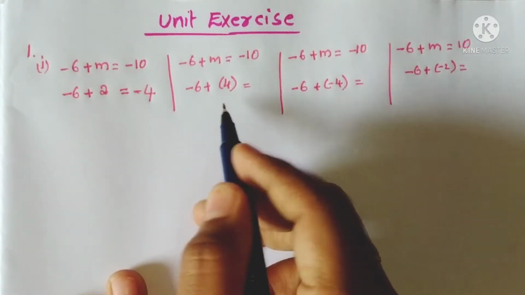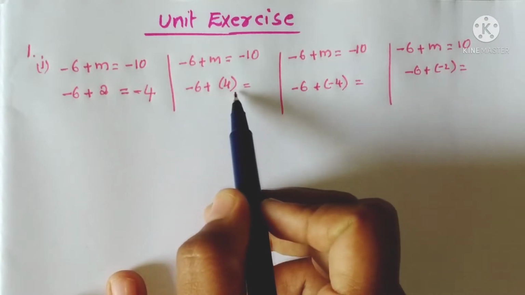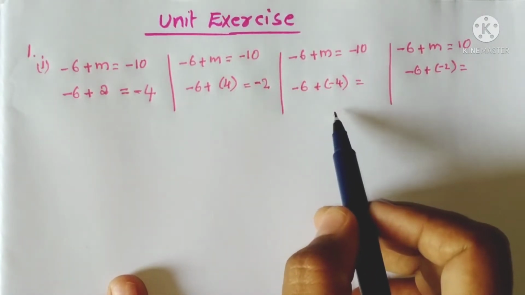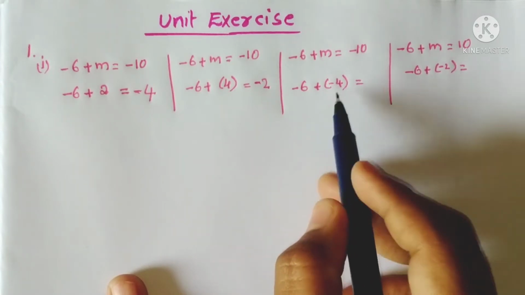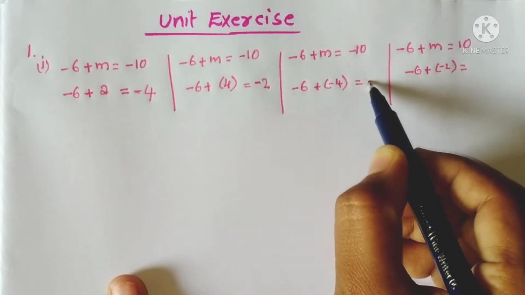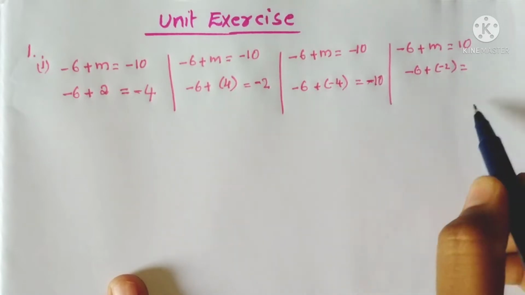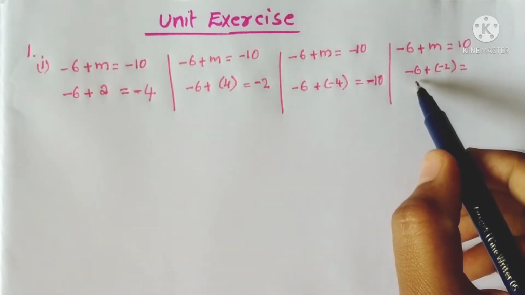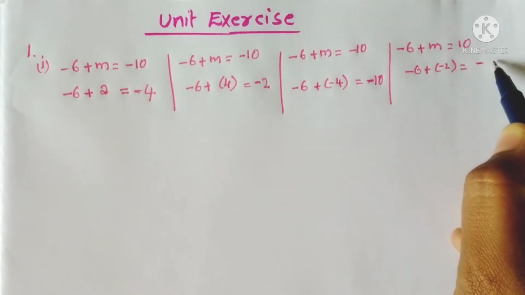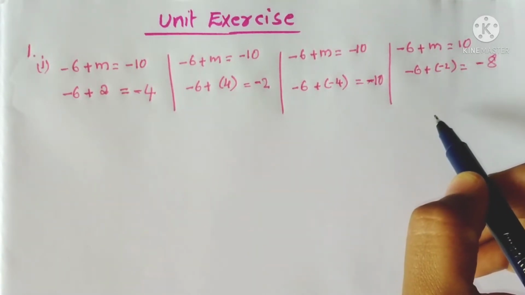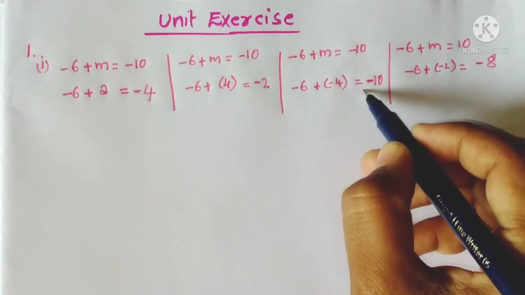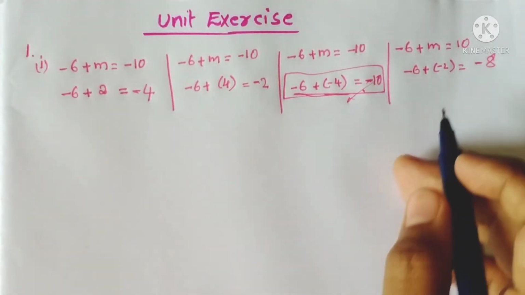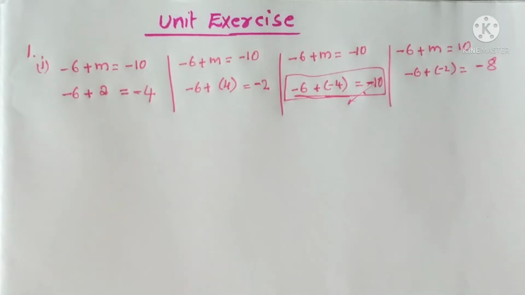And coming to here, -6 plus 4. This is -2. Here both the numbers have same signs, so just add and give that sign. It is -10. And -6 plus of -2. -6 is there. We have to add -2. So -8. So what is the answer here? -4. m equals -4. So option C is the correct one.